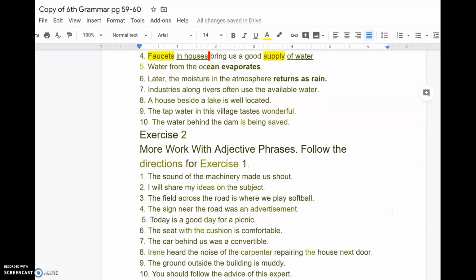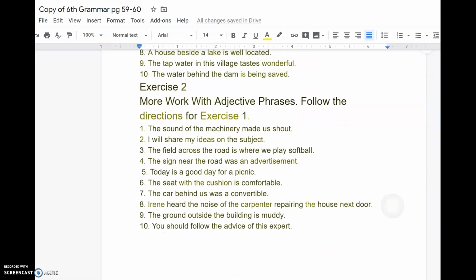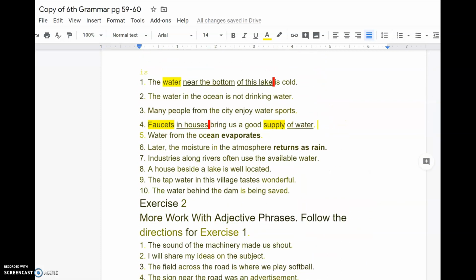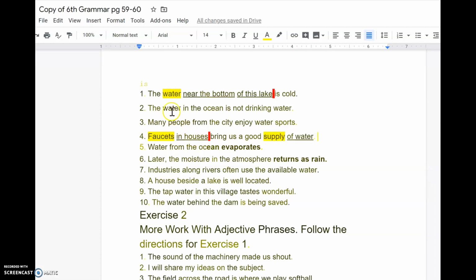So then for 1 through 10, you're following the directions as well, making sure that you are circling or highlighting the noun or pronoun, underlining the adjective phrase, which starts with a preposition. Okay, pages 59 and 60 are due on Thursday.